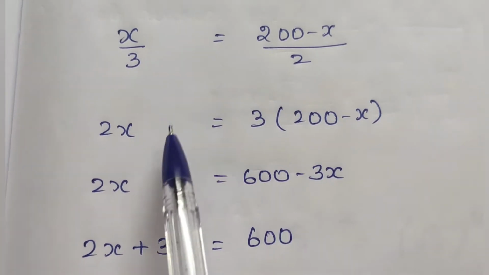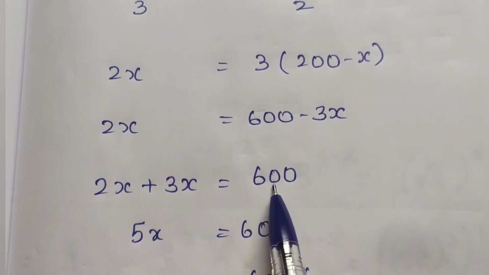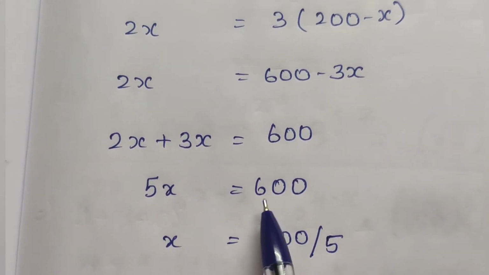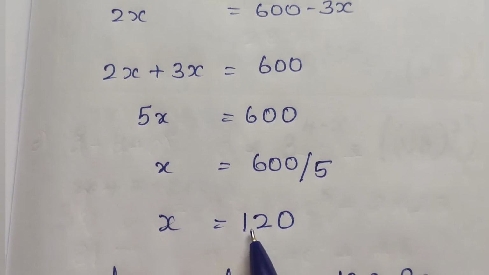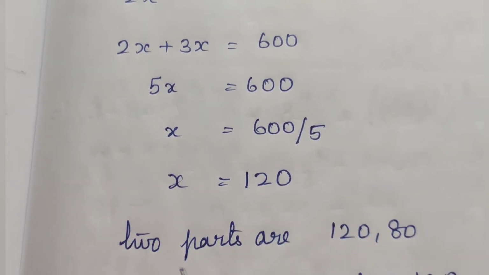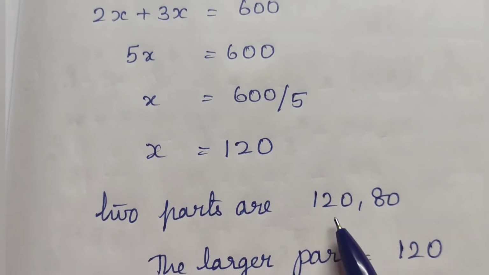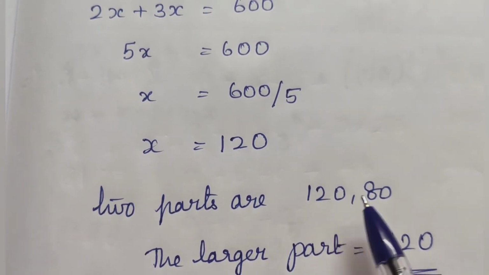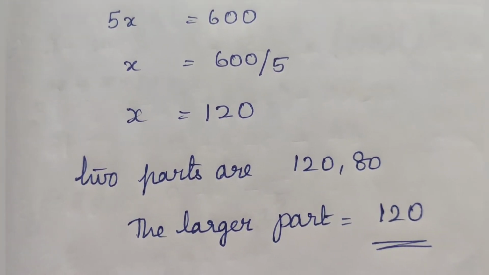I transpose minus 3x to this side. It becomes 2x plus 3x equal to 600. 5x is equal to 600. x is equal to 600 divided by 5, so x is equal to 120. So the two parts are: first part x is 120, second part 200 minus x, 200 minus 120, which is 80. The larger part is 120.